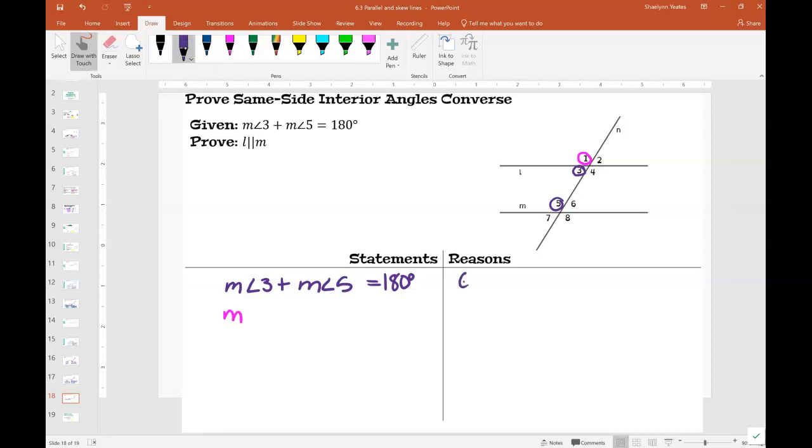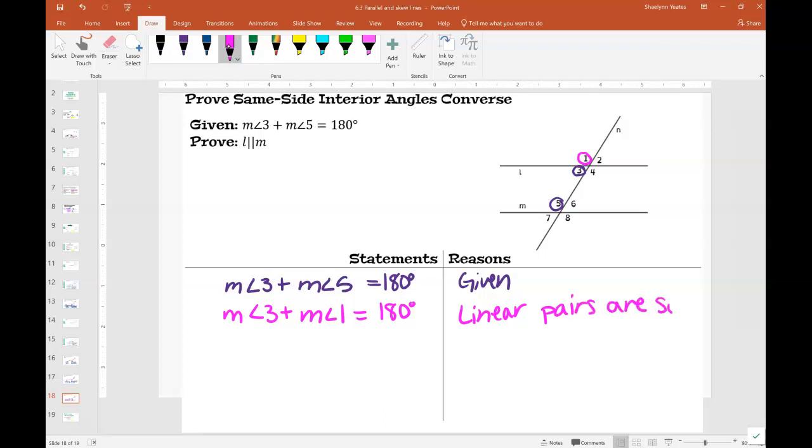We should write given. Let's not forget our reasons. Given. Fantastic. Okay, so then we've got the measure of angle 3 plus the measure of angle 1 equals 180 degrees. And this is because linear pairs are supplementary, right? So now we've got two angles that are supplementary. So let's go ahead and use the transitive property to set them equal to each other. So we can say that the measure of angle 3 plus the measure of angle 5 equals the measure of angle 3 plus the measure of angle 1.